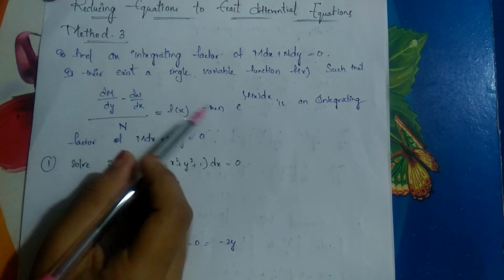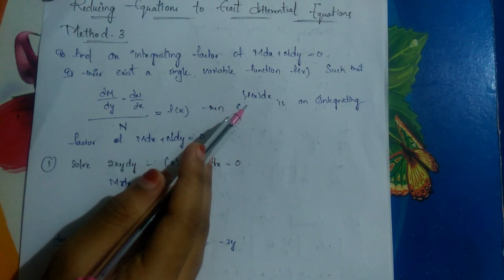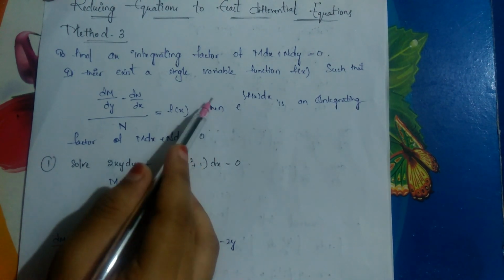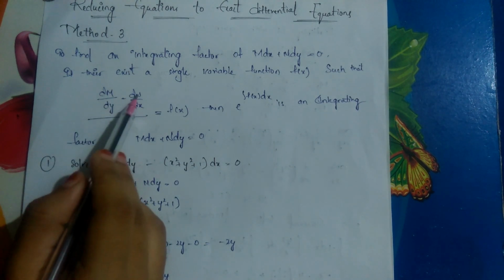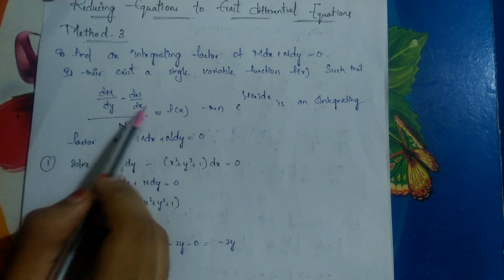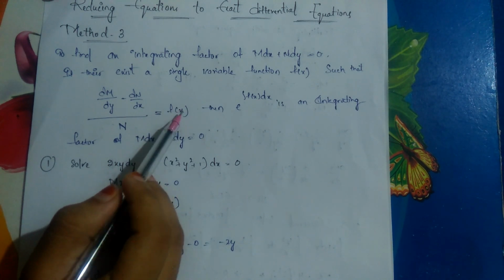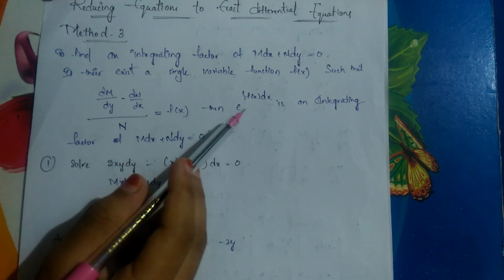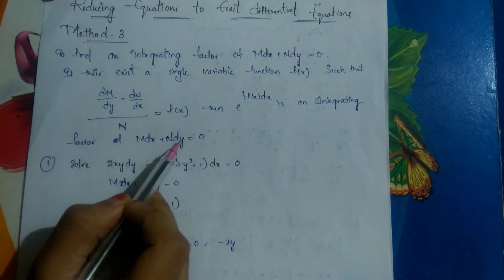So here, when the question is given, first we have to find ∂M/∂y and ∂N/∂x. Then if it is not an exact differential equation, we have to proceed further. Then we find (∂M/∂y minus ∂N/∂x) divided by N. When we find this, we will get some value in terms of x or in terms of y. If we get it in terms of x, that is f of x, then we use e to the power integral f of x dx as the integrating factor for the question.